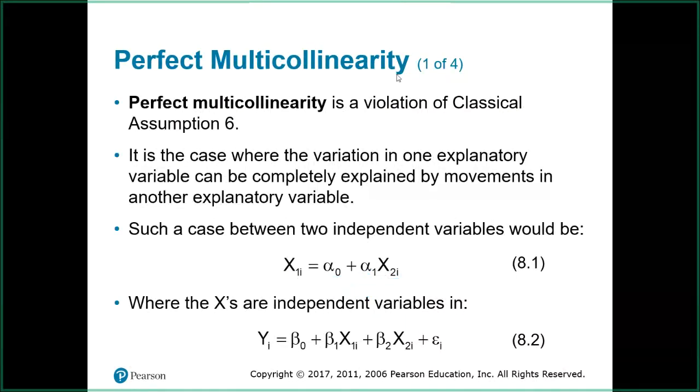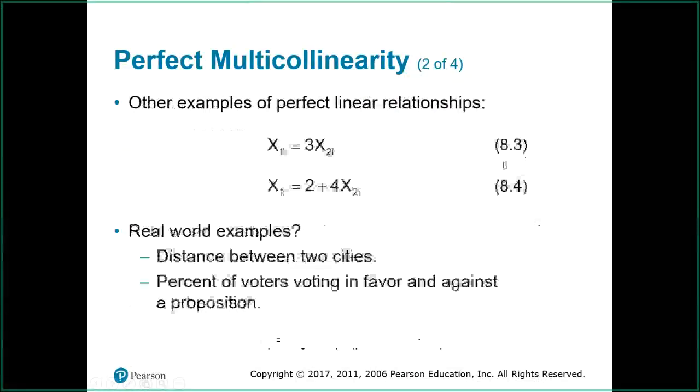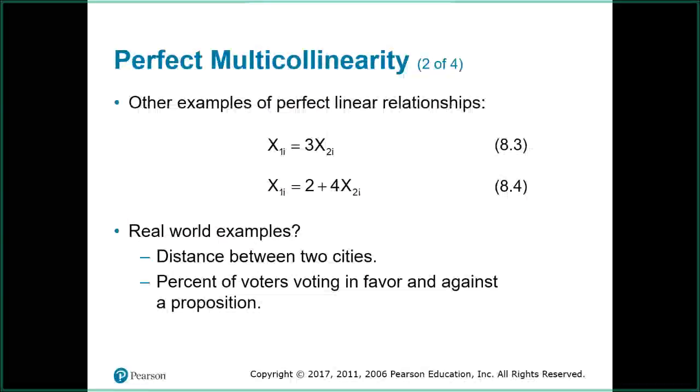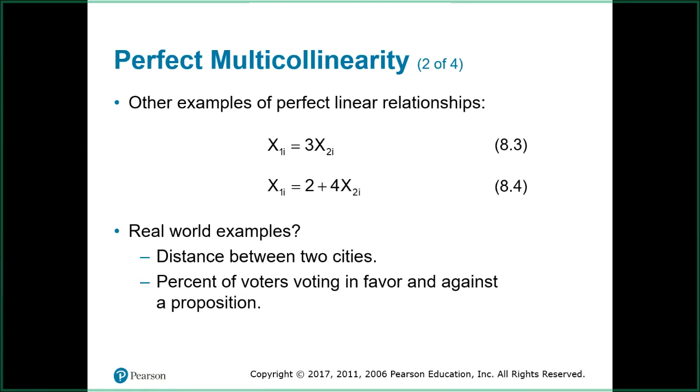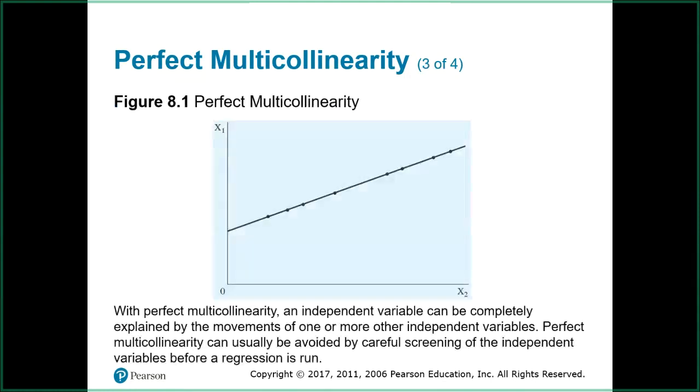All right, and so we've seen multicollinearity in this class before, and we know that Stata can't distinguish the effects of it. So here's a couple of just mechanical examples. Distance between two cities. If you're measuring it for each city, the distance from LA to San Diego is one variable, and then the distance from San Diego to LA is the other variable. Percentage of people voting for something versus percentage of people voting against it.